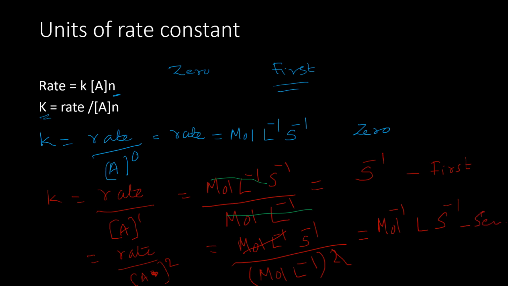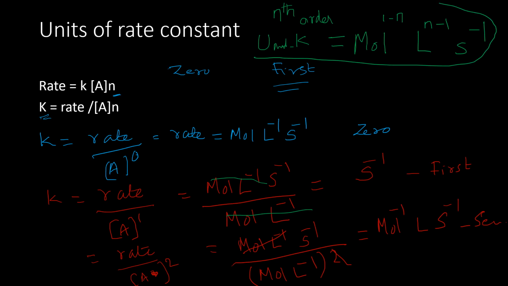So we can make a general expression for all. That is, if the order is nth order, we can say that the unit of rate constant will be equal to mole raised to 1 minus n, liter raised to n minus 1, second raised to minus 1. So using this, you can calculate the unit for any order reaction, where n is the order. When you substitute the value, you will get all these equations.